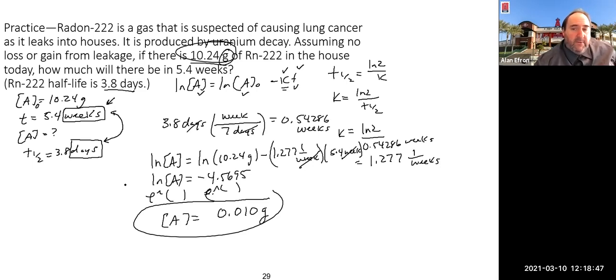Okay. So this is again a way we could figure out how much is left over. We could also use it to figure out how much time and stuff like that. So let's talk a little bit about using these kinetics equations and radioactive decay to figure out things like how old something is through radiocarbon dating, some type of radioactive dating.